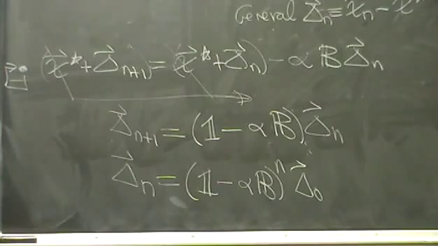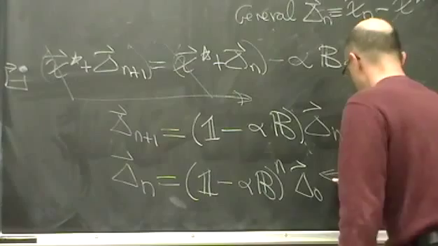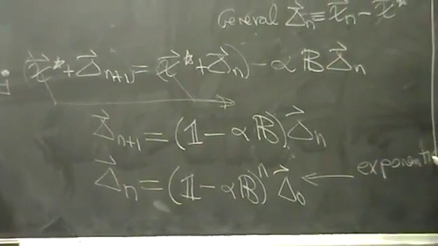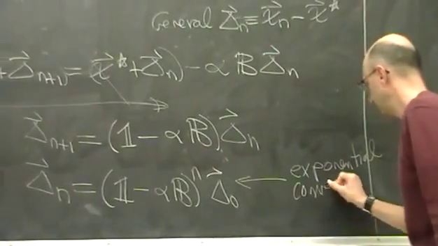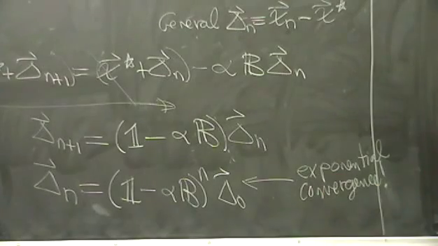So we're going to expect then that these kinds of algorithms give us some kind of exponential convergence. So even good old steepest descent isn't that crazy.